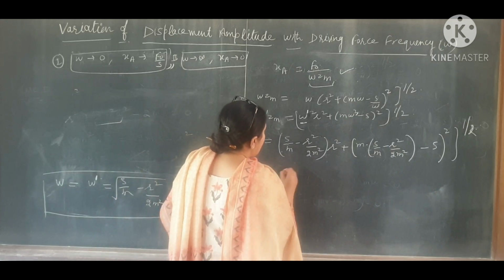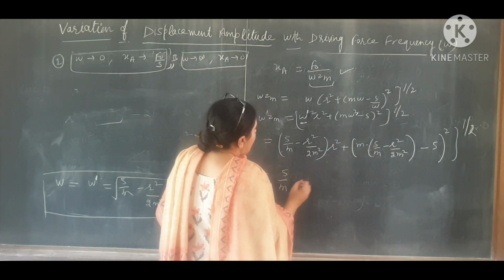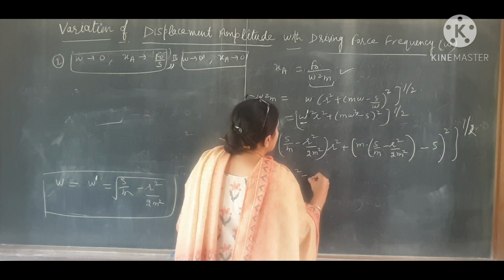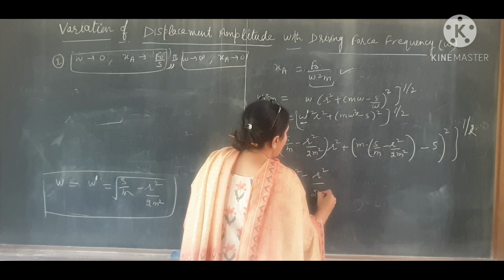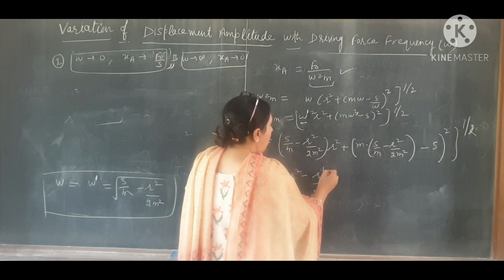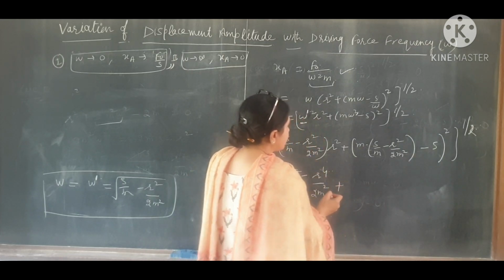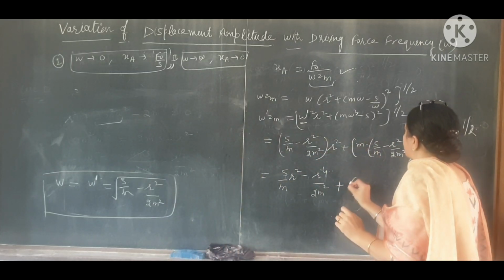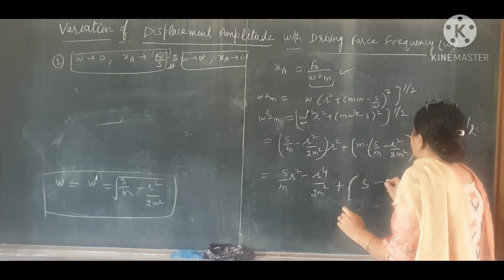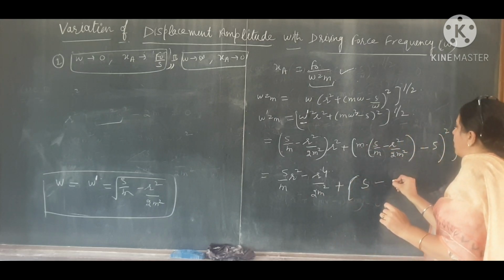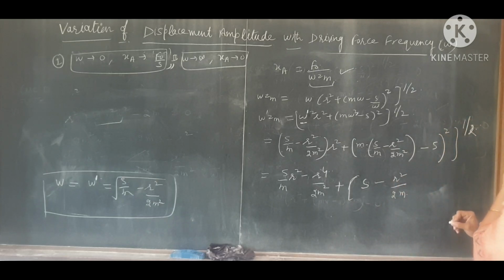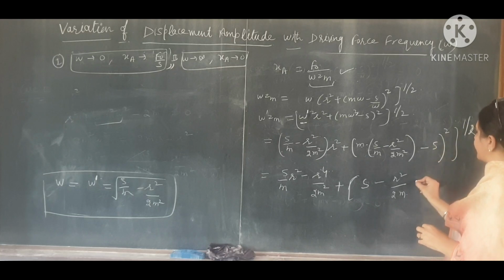Now solve this. S over m minus r square over 2 m square times r square, plus m into omega dash square minus s. The m cancels, so the value is s minus r square over 2m. Clear? And this is closed.